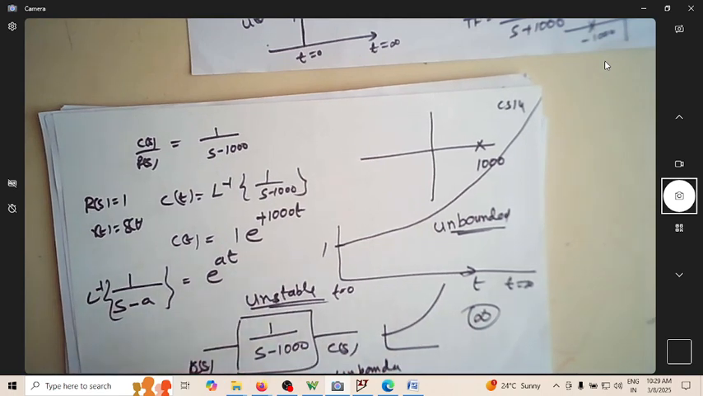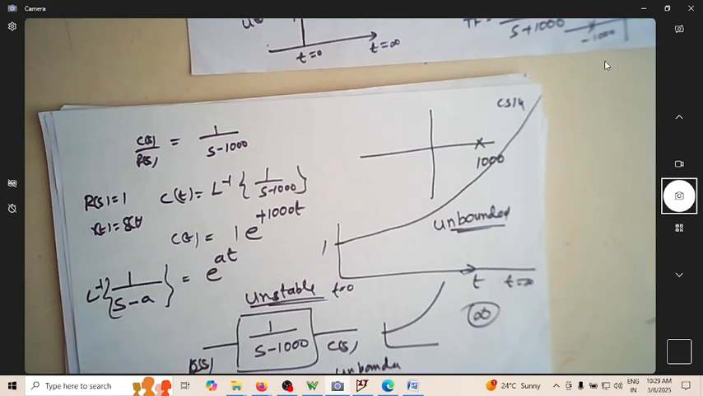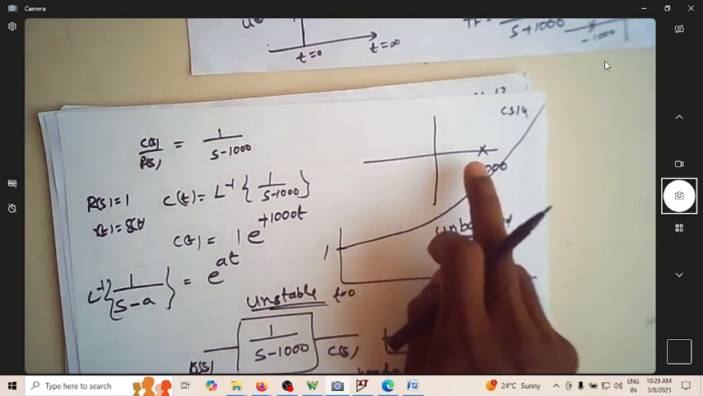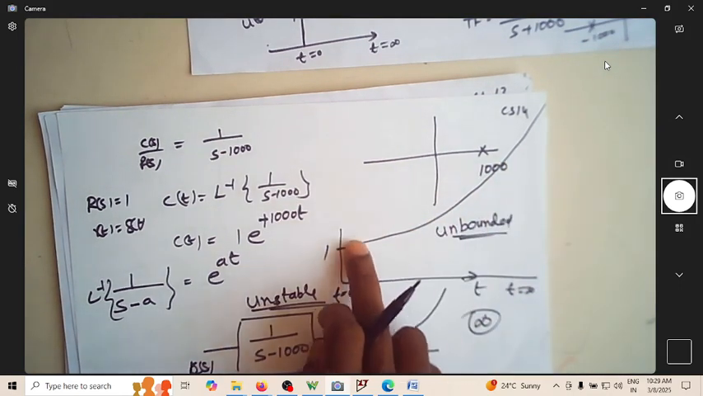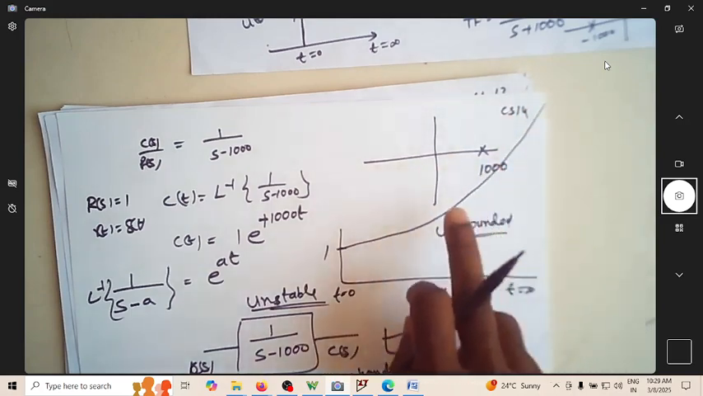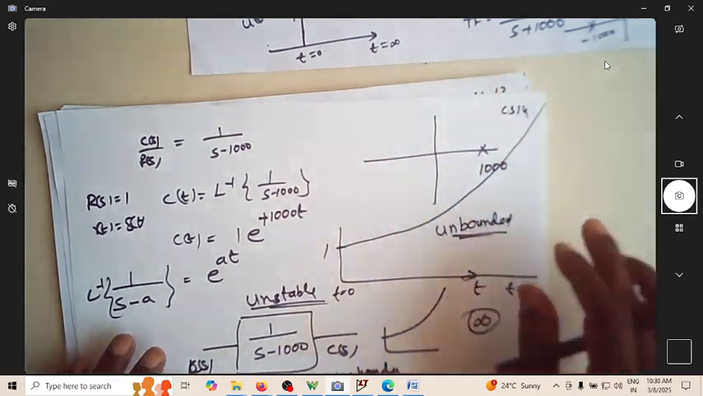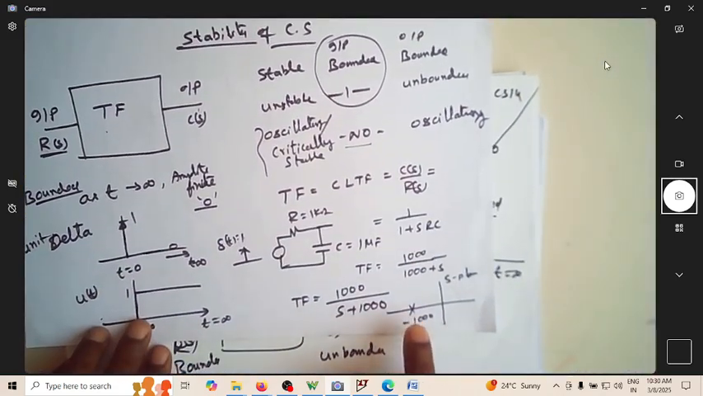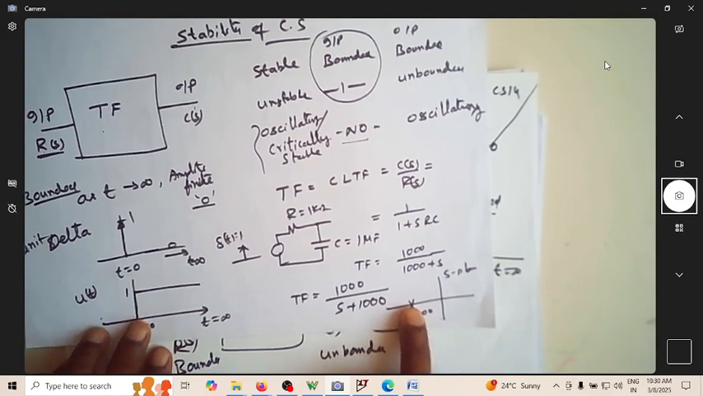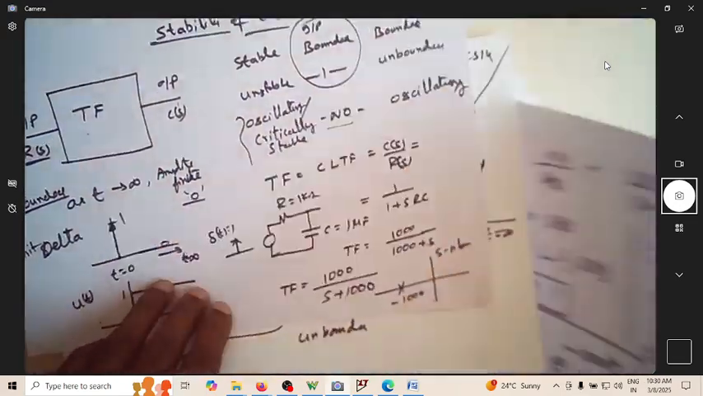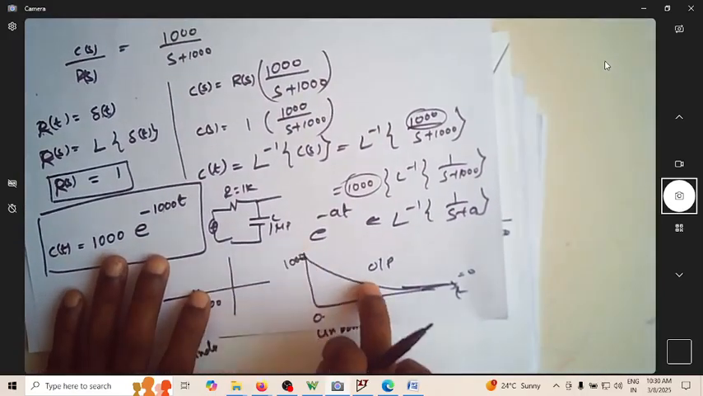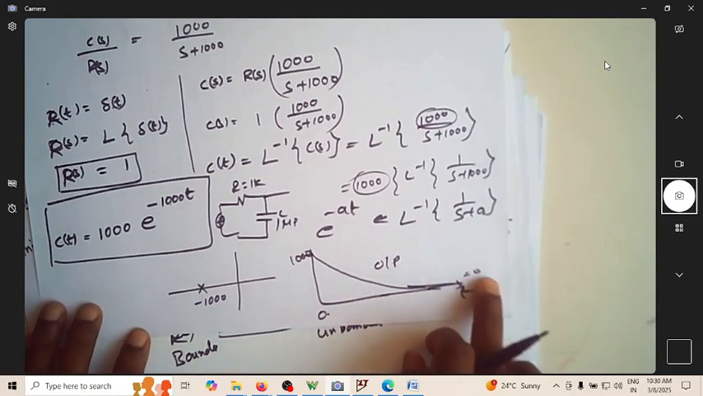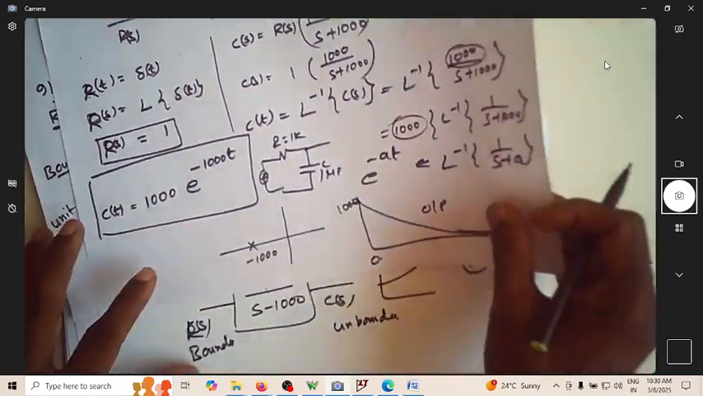So what is the summary of this? The summary is, if a system has a closed loop pole to the right hand side of the s-plane, the system results in an unbounded output. If a system has a pole towards the left hand side of the s-plane, it results in a bounded output, which is a finite value as t tends to infinity. So the system is said to be stable.